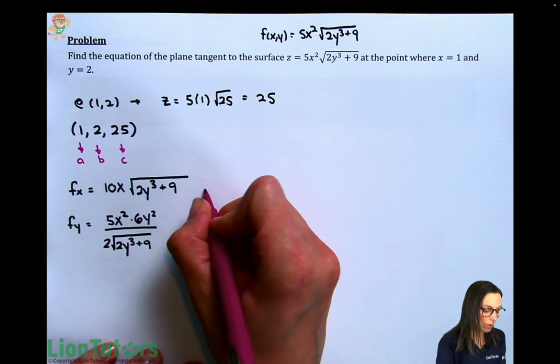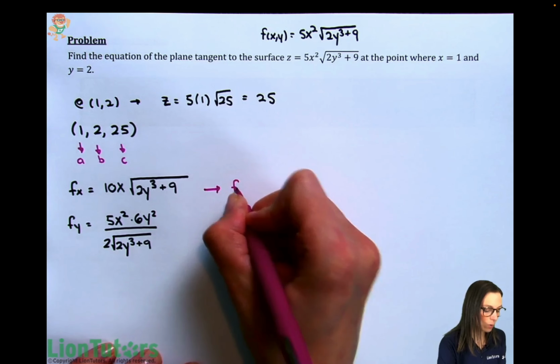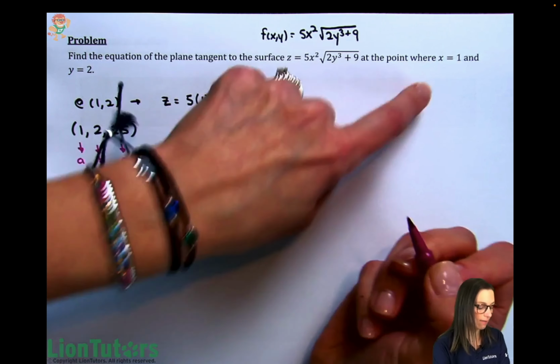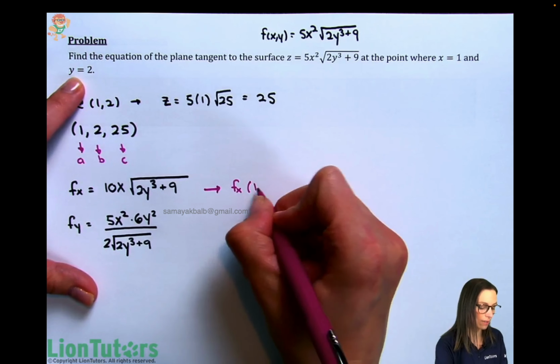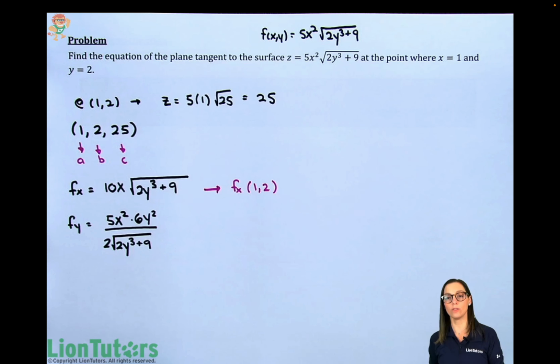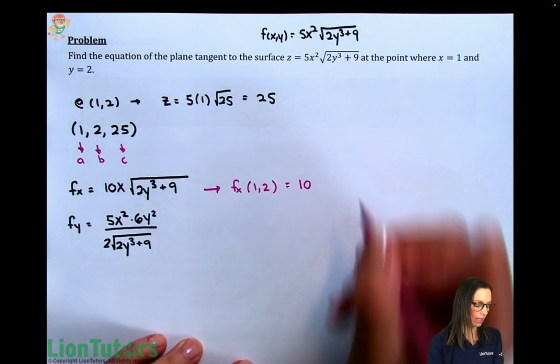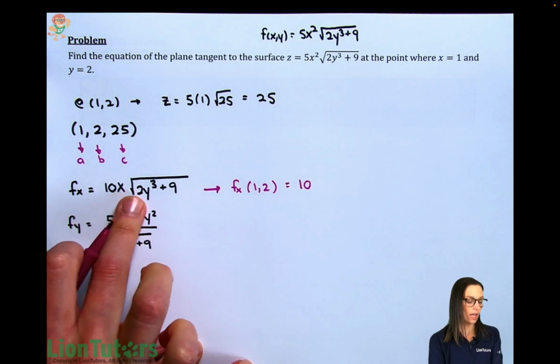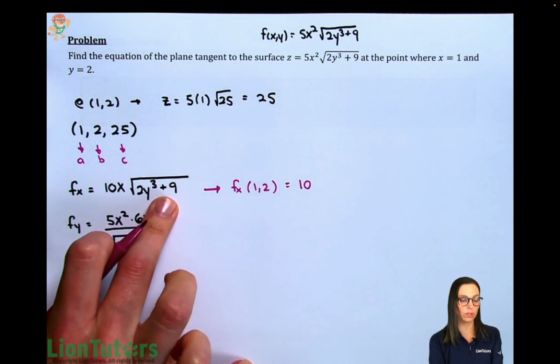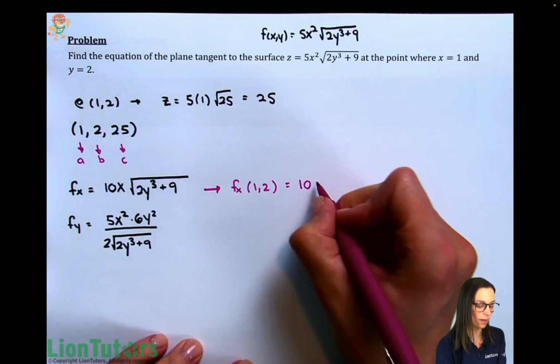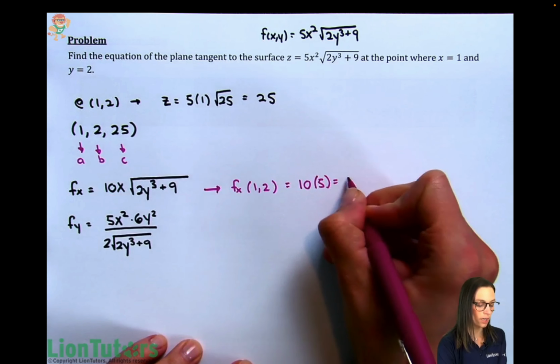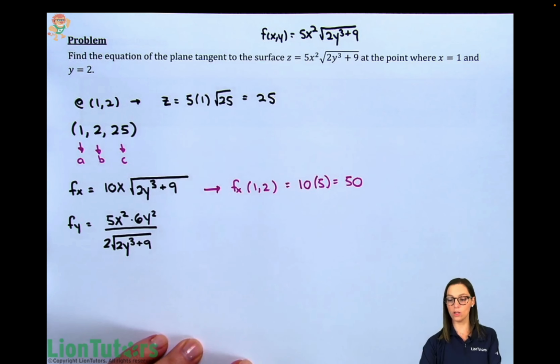So what I'm going to do now is find what my partial derivative is evaluated at an x value of 1 and a y value of 2, because I'm trying to find the equation of the tangent plane at that specific point. So if I plug in a 1 for x and a 2 for y, that's going to give me 10 times 1. And then when we plugged the 2 into that square root, that gave us square root of 25, which was 5. So that gave us a 50 overall.